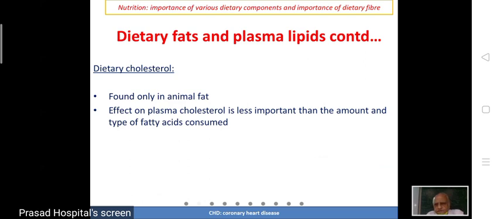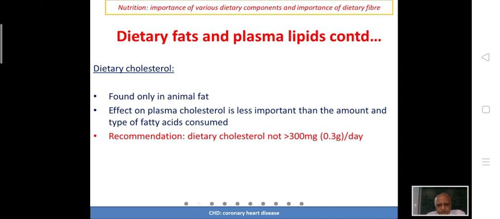Something about dietary cholesterol. We find cholesterol in our diet also, but it is found only in animal fat. If we are taking too much animal fat, then only we run the risk of having dietary cholesterol. The effect of dietary cholesterol is less important than the amount and type of fatty acids consumed. The effect is more related to the type of fatty acids that we consume and the amount of fatty acid that goes with the triglycerides or the form of the fatty acids.